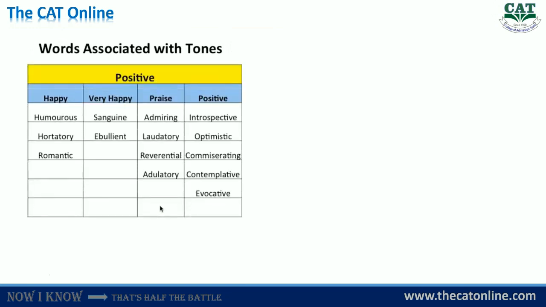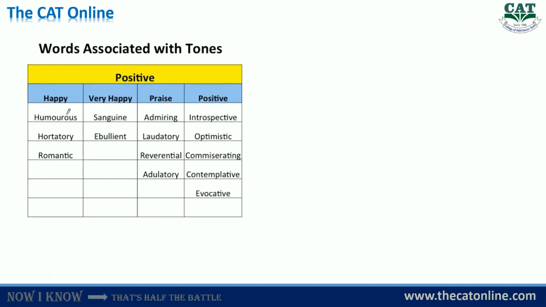Let's start with the positive tones, and we have classified them as happy tones, very happy tones, tones that praise someone, and tones that cannot be classified as happy, very happy, or praise. So we've put them in another column. For example, we start with humorous tones. Humorous tones are the tones that tell you some joke, or make you laugh. These are the statements that will make you laugh. So these are humorously quoted.